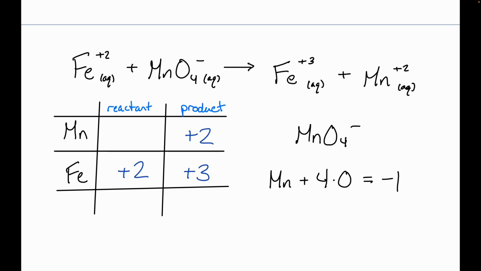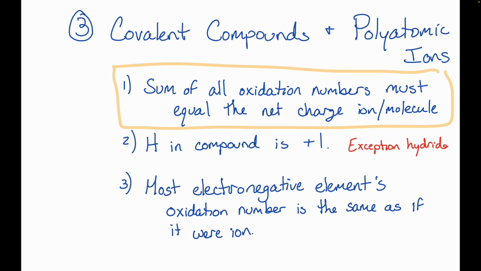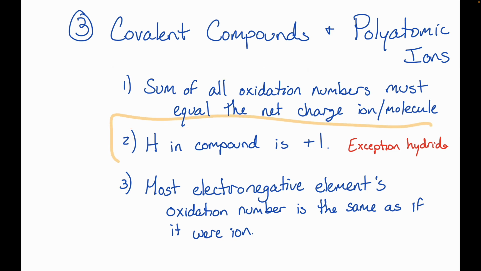Now our goal is to start picking off. We have too many variables, so we're going to assign these oxidation numbers. This first part, when we laid out our rules for our covalent compounds, was that the sum of all the oxidation numbers needs to equal the net charge on the molecule. That was the formula we laid out. The next one is that hydrogen is going to be +1. Does that help us out at all? No, there's no hydrogen in this compound.